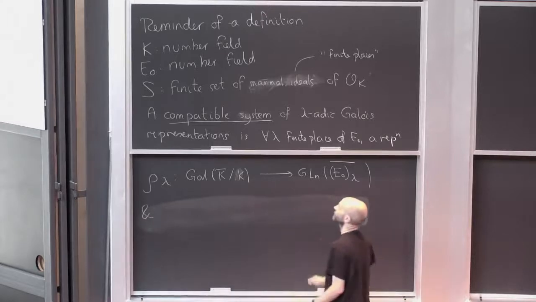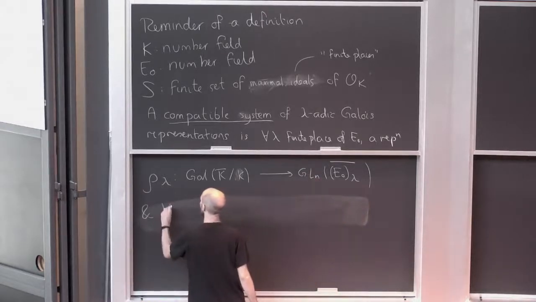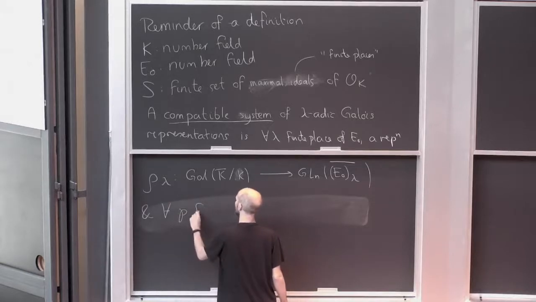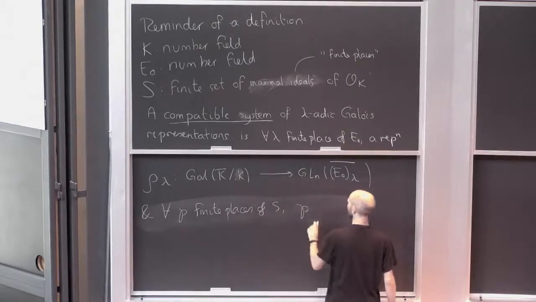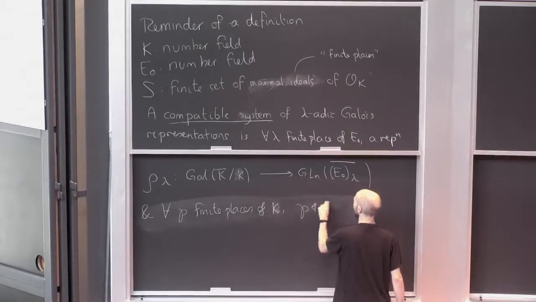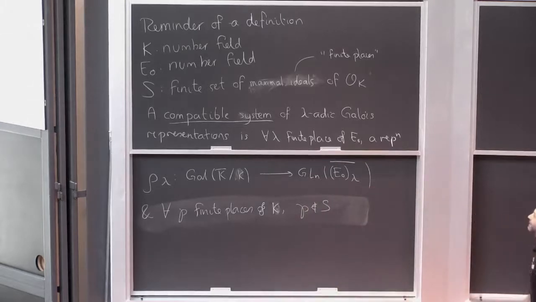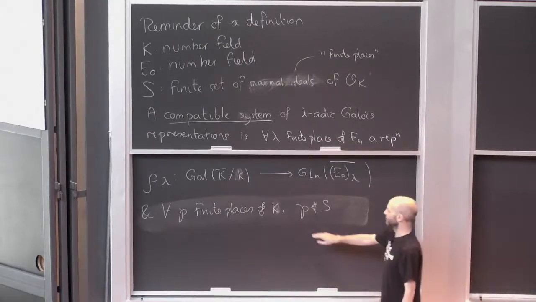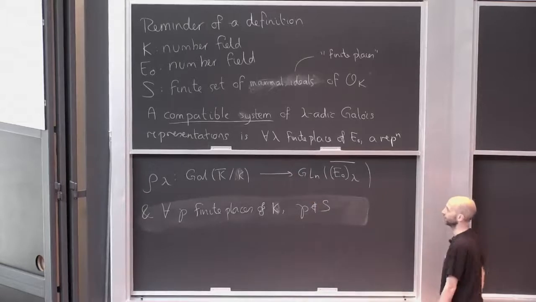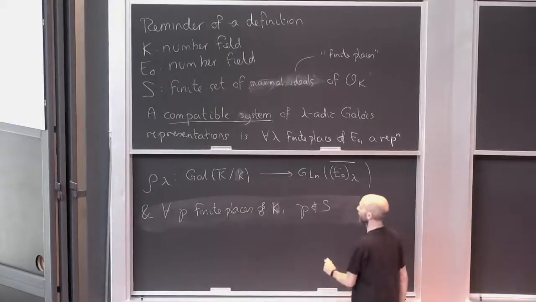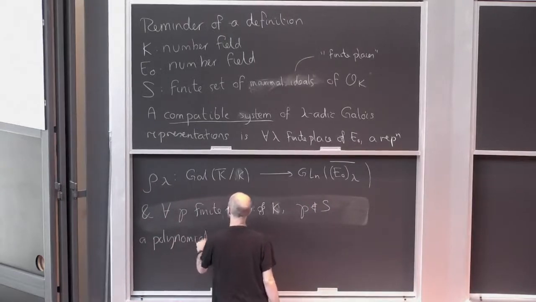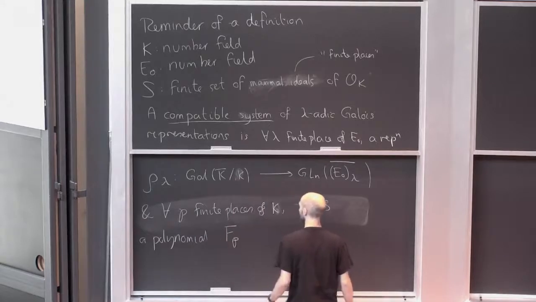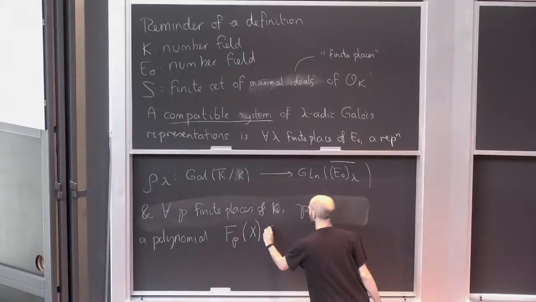Because I've got some other piece of data as well. For all finite places P of K, P not in S, these are the unramified ones. The idea is S is the primes where the representations are all poorly behaved. So now let's take a prime where this whole system has good reduction somehow. For all P finite places of K, P not in S, a polynomial. Now that's going to be called F_P(X). And that's just simply going to be in E.